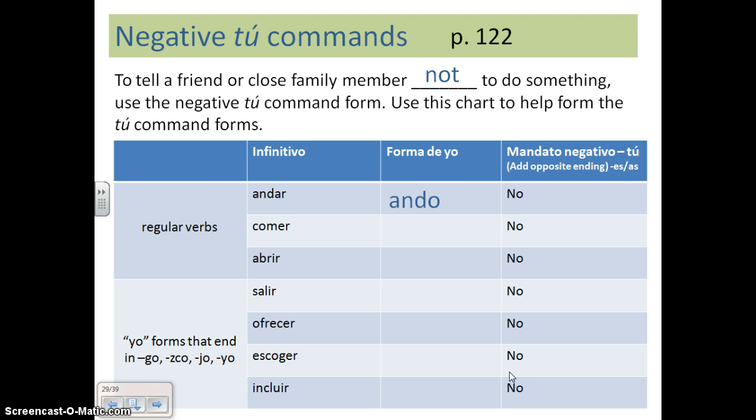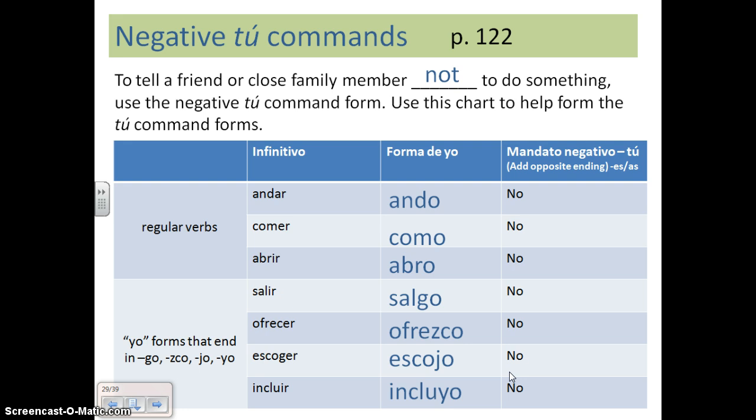We're going to do something special with it, but before we do that, I want everybody to pause the video and go ahead and come up with a yo form for each of these. We're going to just check to make sure you're good with that. So pause. Alright, we're going to come back. Hopefully you paused the video. You already have your yo form. Just check. Yo ando, yo como, yo abro, salgo, okay, ofrezco, escojo with a J, incluyo.